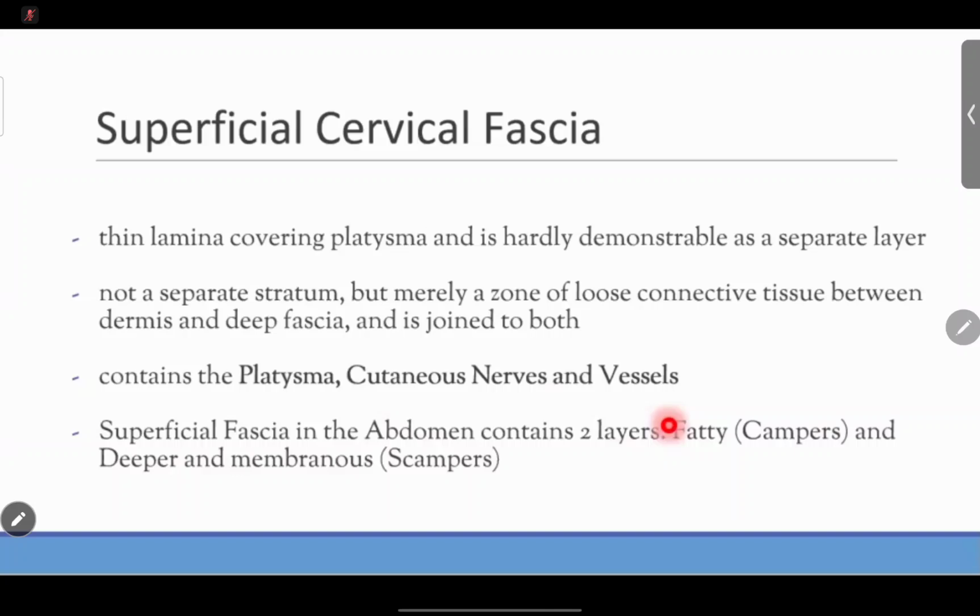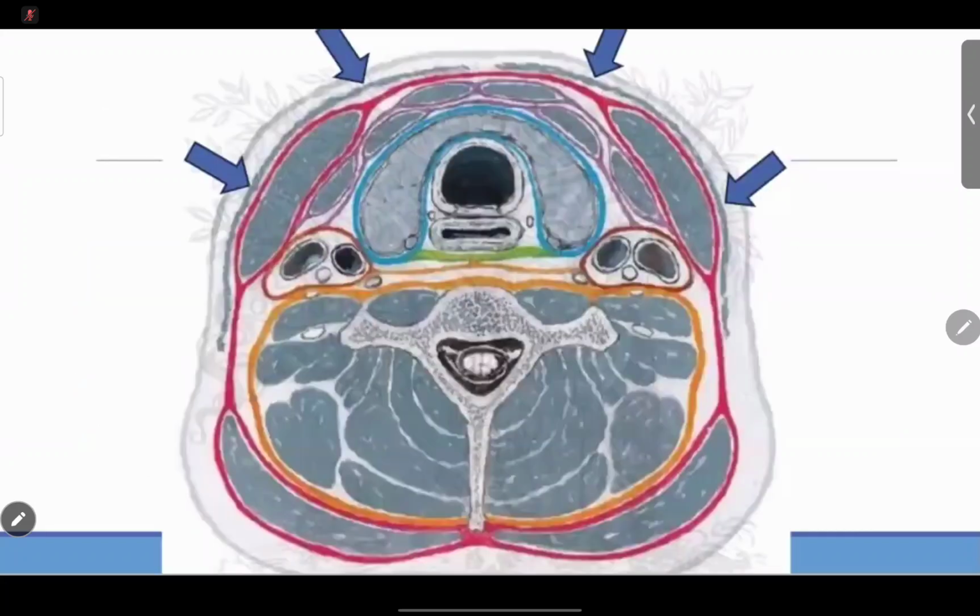Your superficial cervical fascia is continuous with that of the abdomen, wherein the superficial fascia contains two layers: the fatty Camper's fascia, and the deep membranous Scarpa's fascia. So that's familiar, no? It's the same in the neck. Superficial cervical. This is a good illustration. This is your outer skin, subcutaneous, and then your platysma.